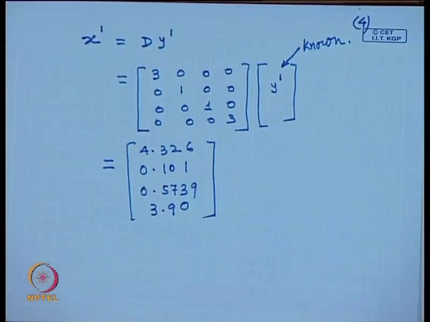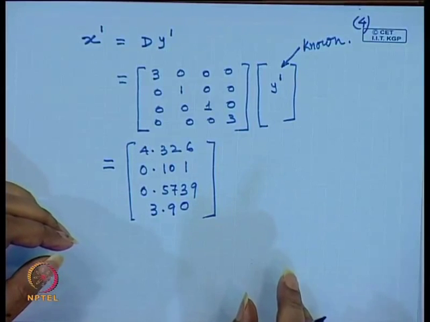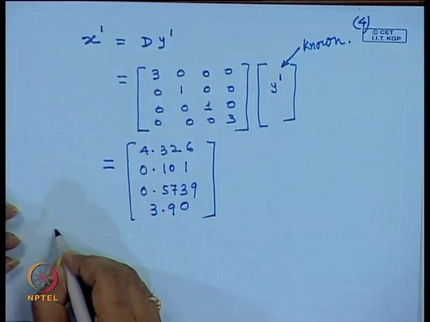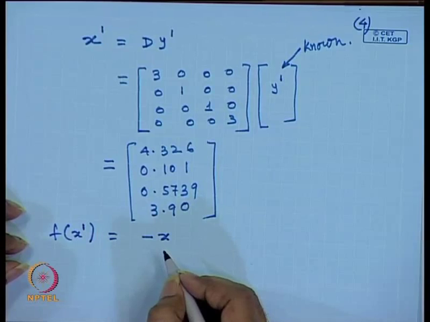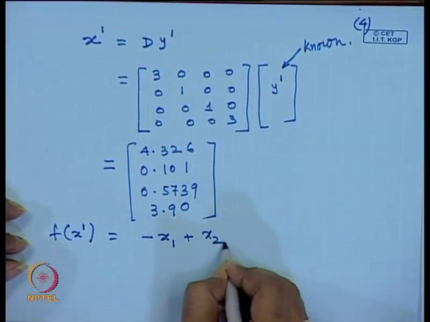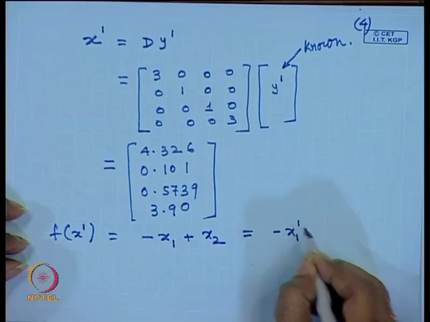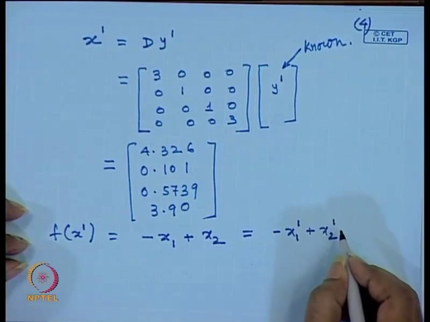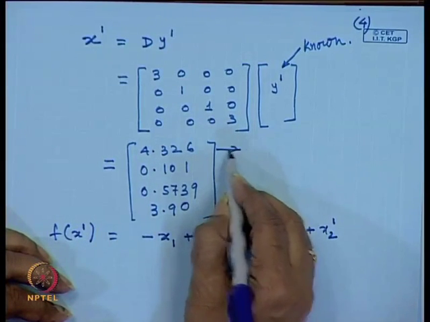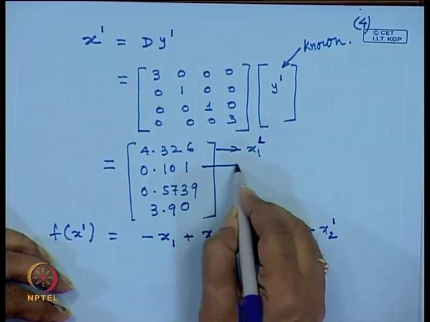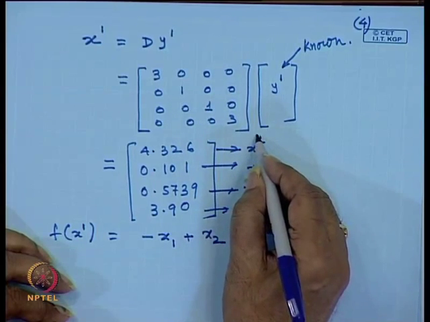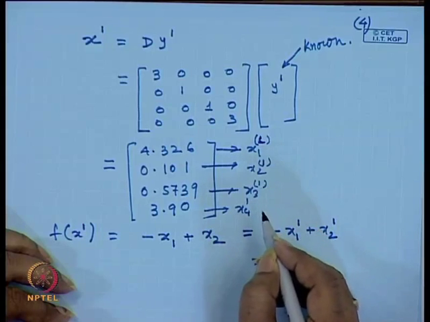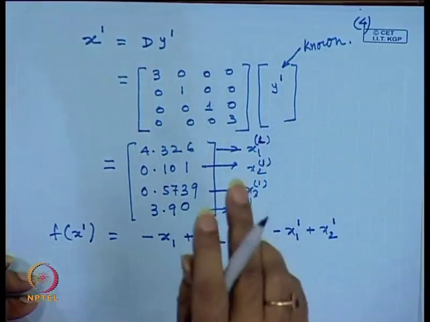Previously x of 0 was 3, 1, 1, 3. Now it has moved to this point. So let us see the function value in the original variables. This value is minus x 1 plus x 2. What is the value now? Minus x 1 of superscript 1 plus x 2 of superscript 1. This superscript indicates the iteration. That value we got: this is our x 1 of superscript 1, this is x 2 superscript 1, this is x 3 superscript 1 and this is x 4 superscript 1. If you like, you can put the superscript in brackets; it means the iteration, the first iteration. After the first iteration, we moved from x of superscript 0 to x 1.